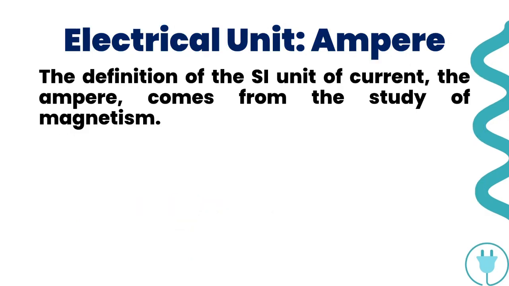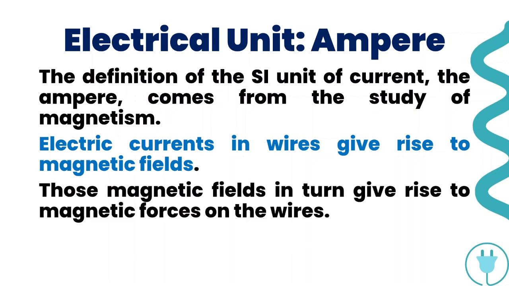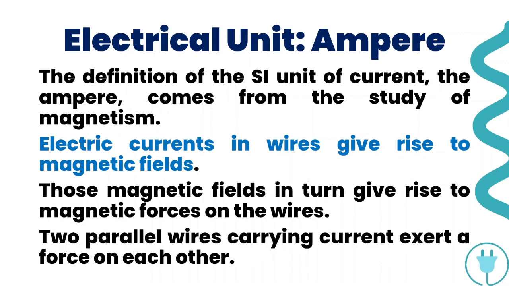The definition of the SI unit of current, the ampere, comes from the study of magnetism. That is derived in this phenomenon where electric currents in wires give rise to magnetic fields. Those magnetic fields in turn give rise to magnetic forces in the wires. It is said that two parallel wires carrying a current exert a force on each other.